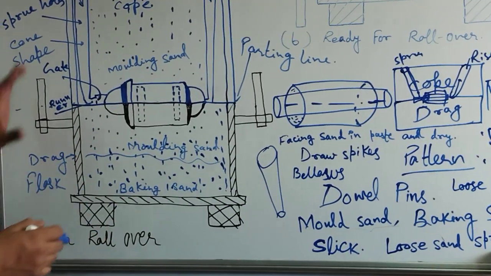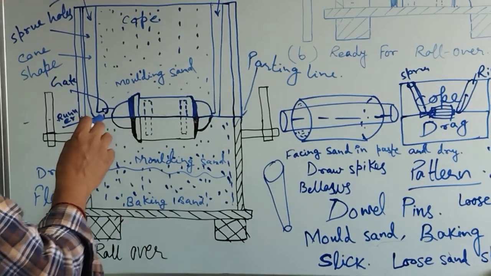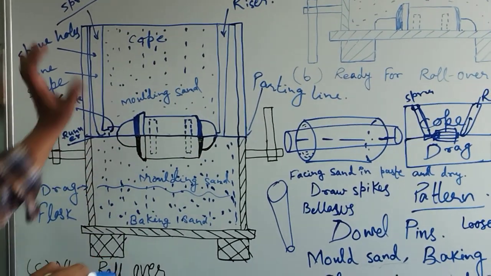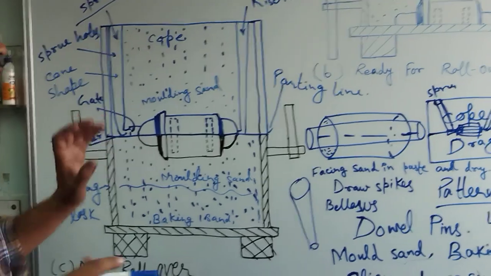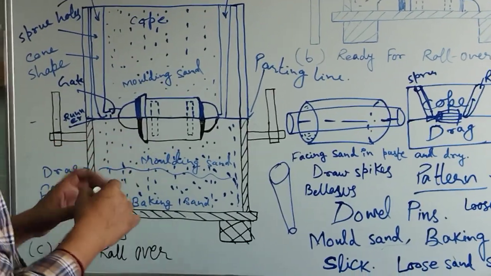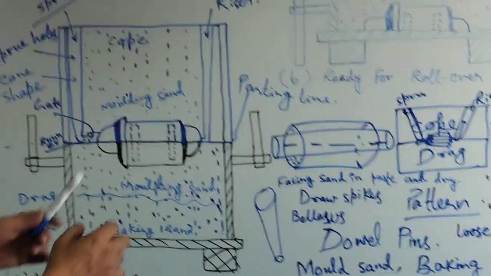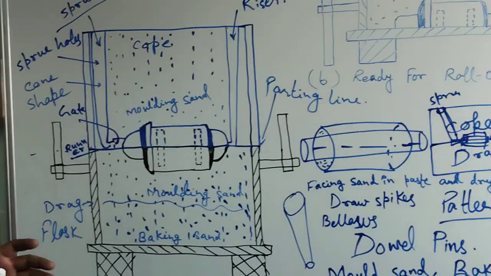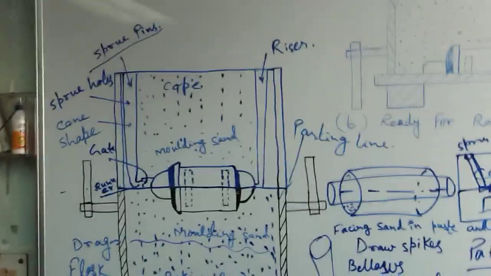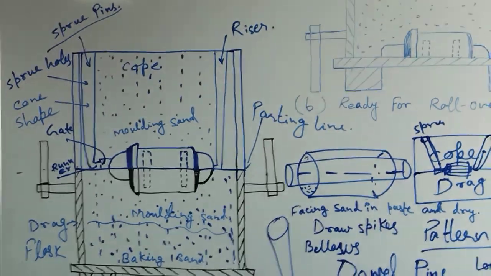And now the next drawing is for making the hollow part. This is the solid part, but to make the hollow part we use another part through which we make the hollow.